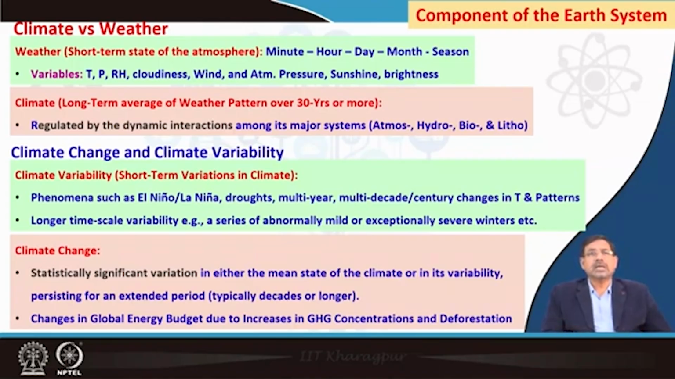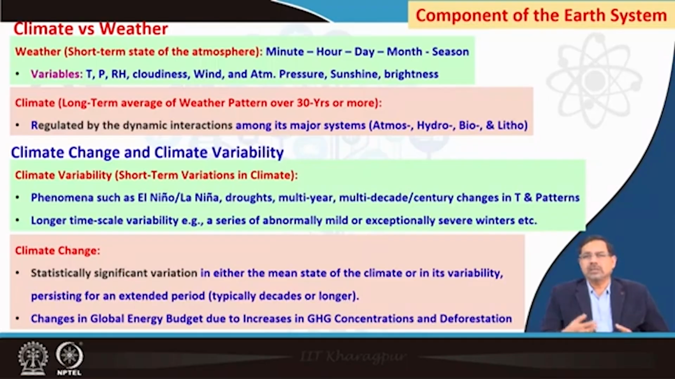This climate is regulated by the dynamic interactions among its major systems: the atmosphere, hydrosphere, biosphere, and the lithosphere. Now coming to climate change and climate variability. Climate variability refers to short-term variations in climate. Phenomena such as El Nino, La Nina, droughts, and the multi-year, multi-decadal, multi-century changes in temperature, precipitation pattern, and many other variables define that. So these we put under climate variability.